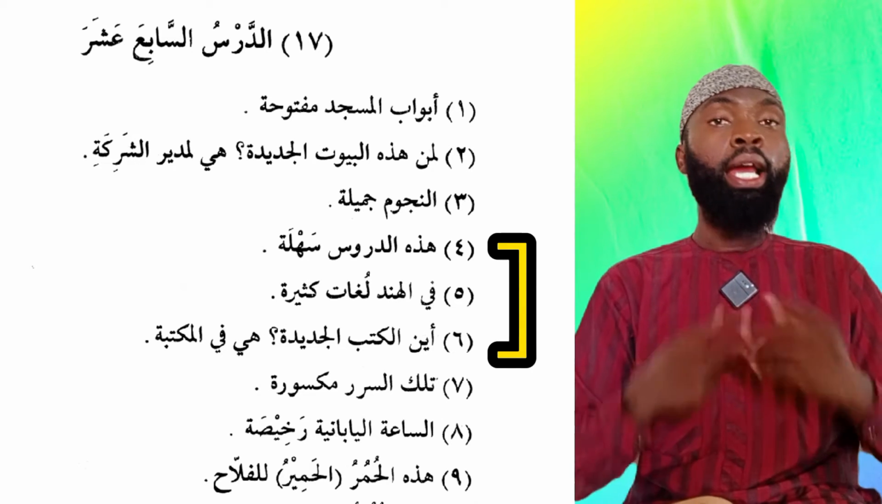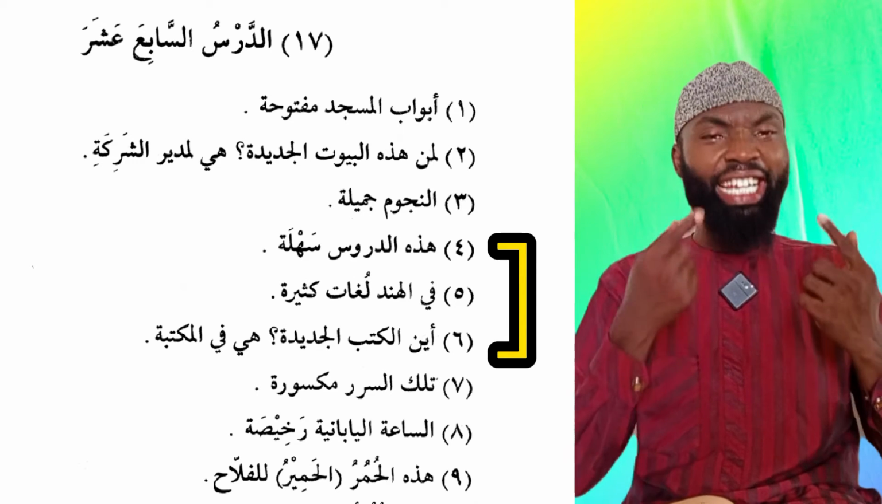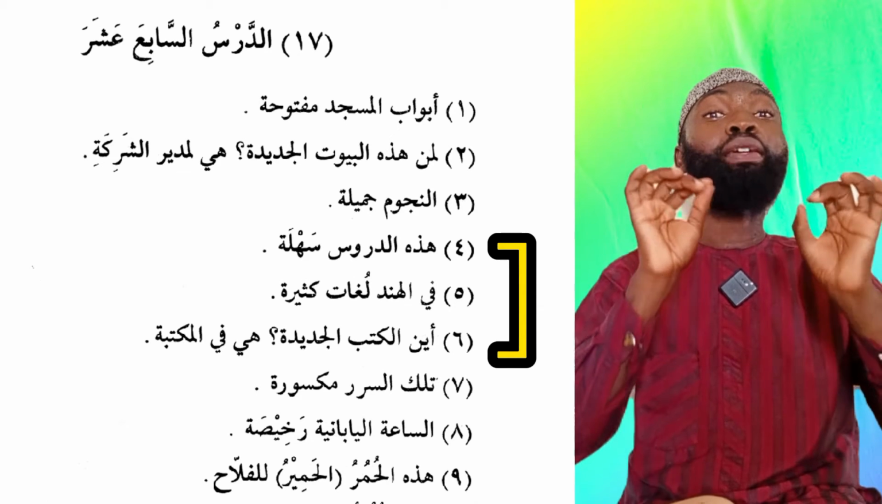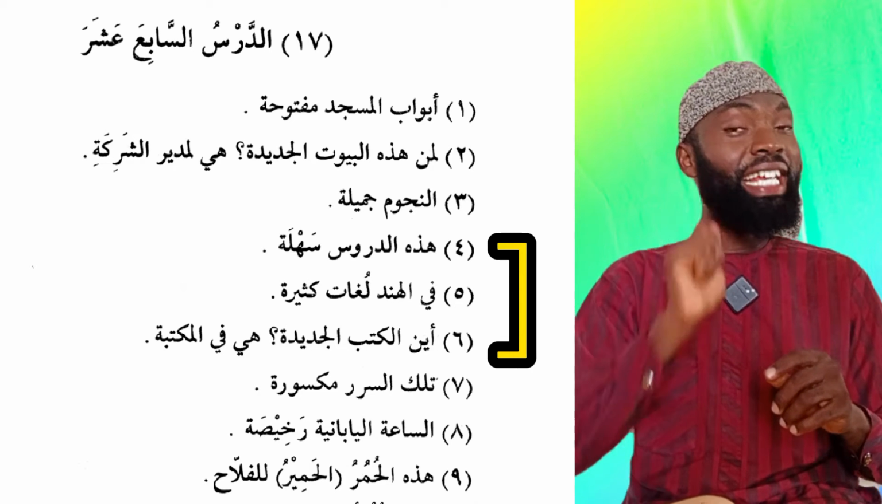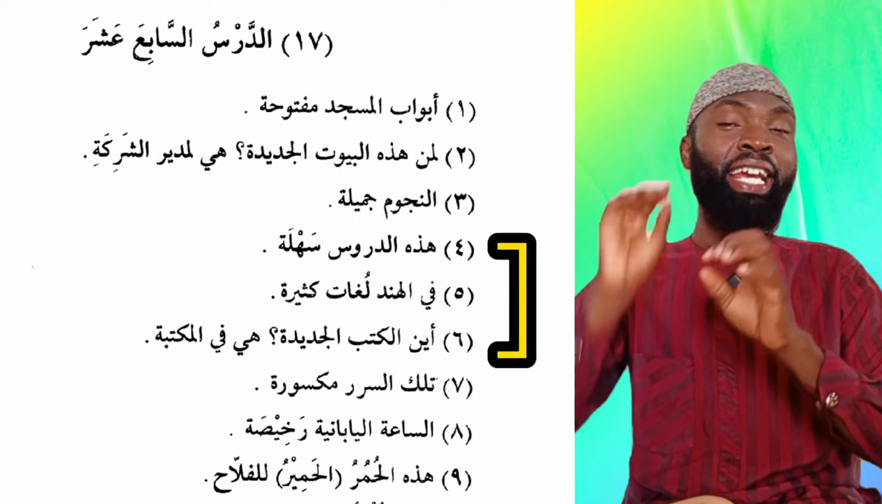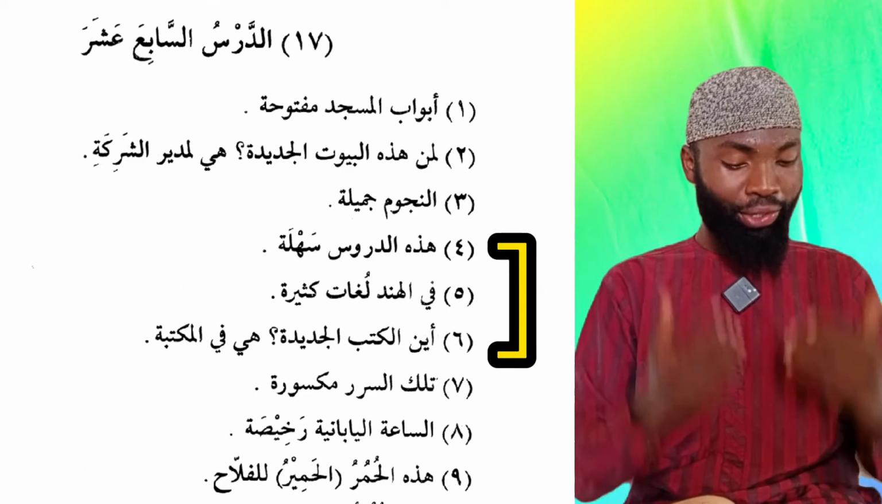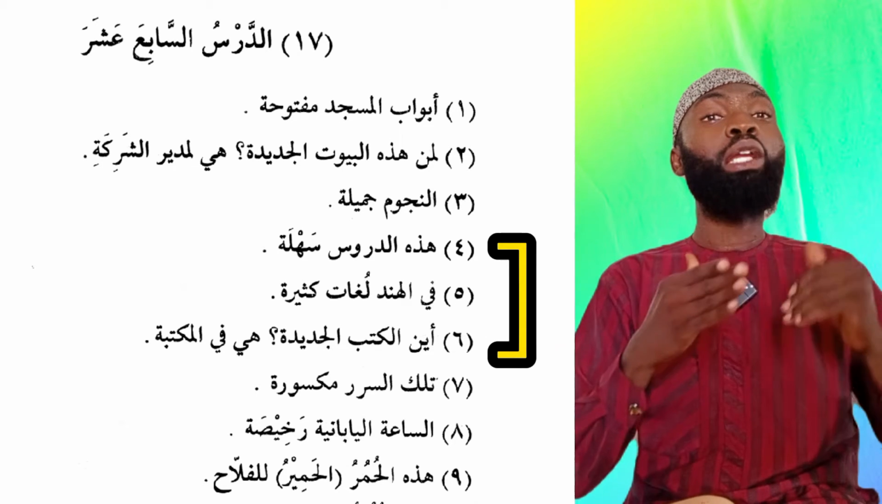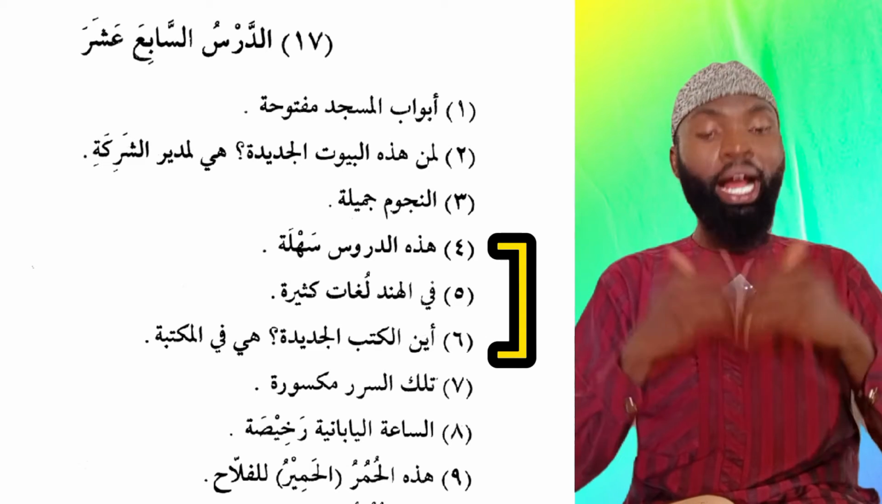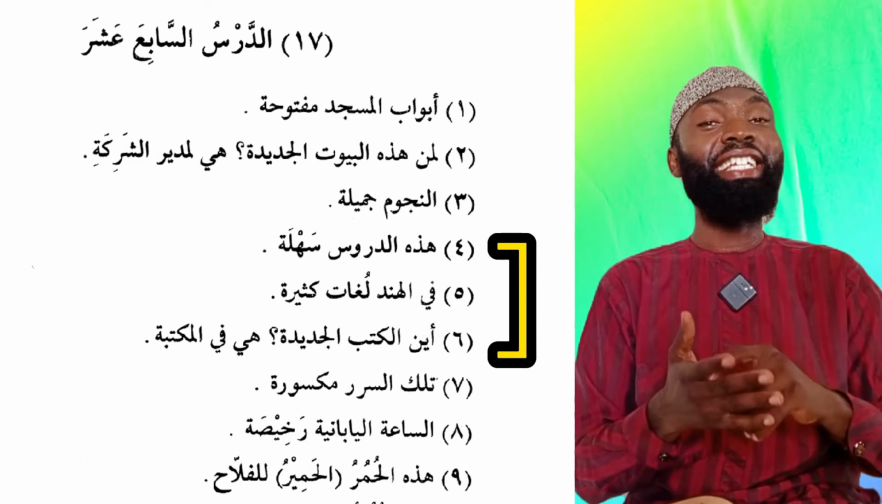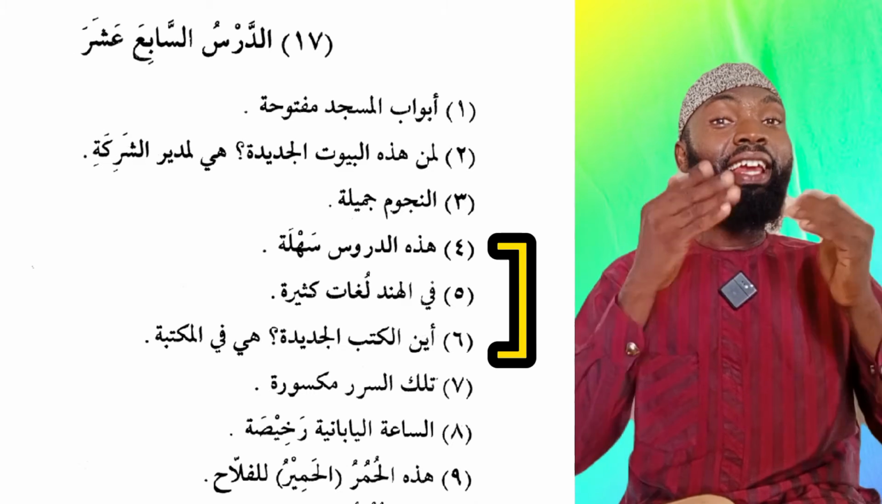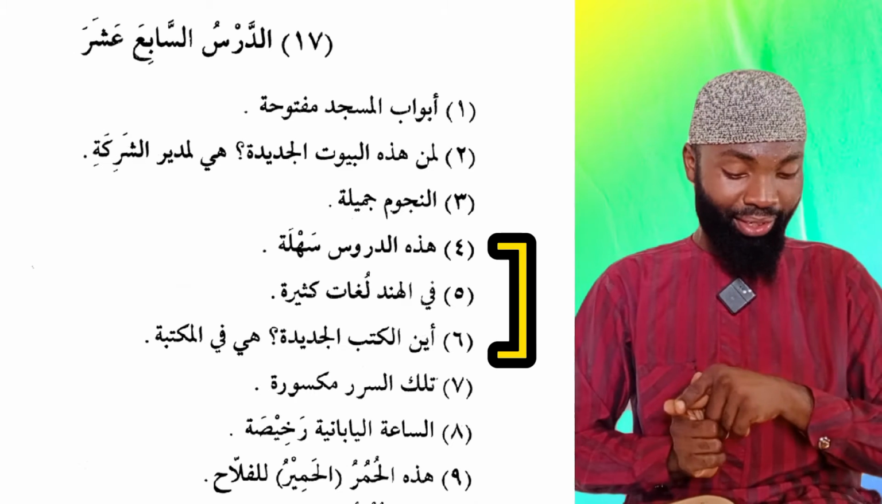Number 6, we have aina al-kutubul jadidatu. Where are the new books? Don't say aina al-kutubul jududu, because jududu, which is the plural form of jadid, is used only for rational nouns. So what you have to say is aina al-kutubul jadidatu. Where are the new books? Here, fil maktabati, they are in the library.